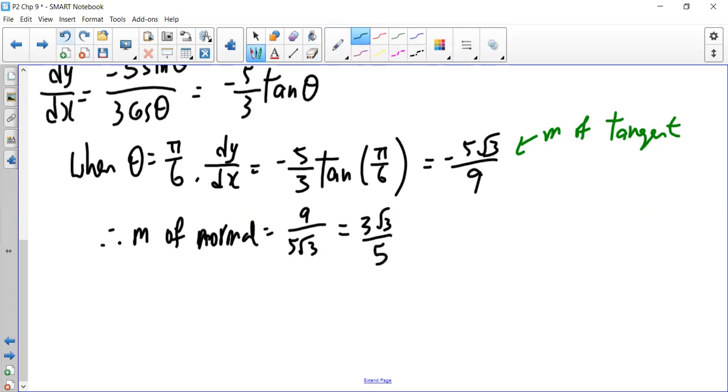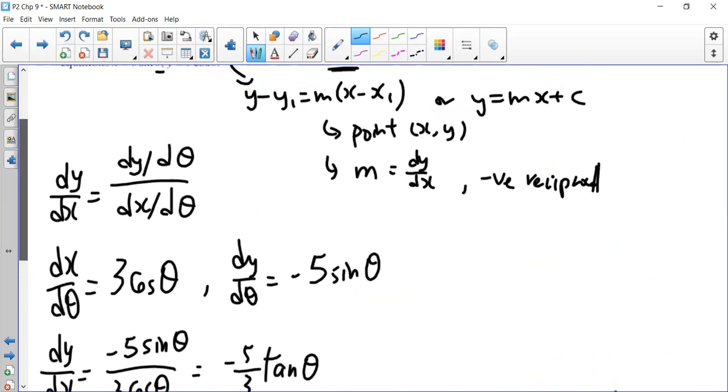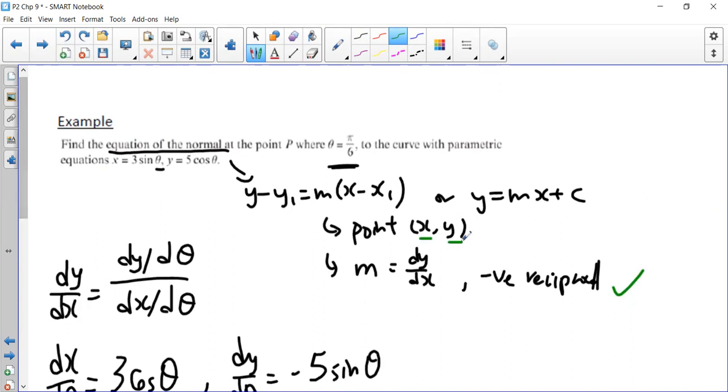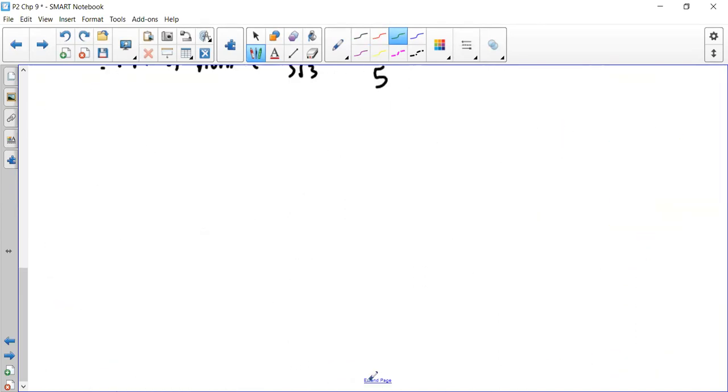Sorry about the glitch on the board. So we need a point. We've got the gradient now, so one of the checklist, done. Next, a point. To find a point, we need x and y. We're given the theta value, so to find the x and y values, we need the x and y equations. We can sub in the theta value into the x and y equations to find the point.